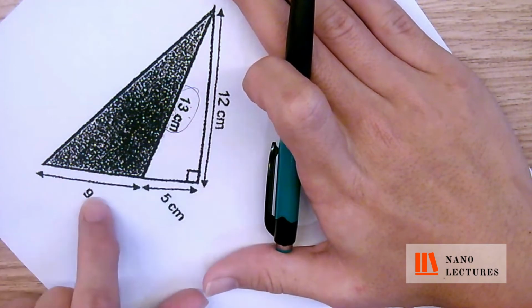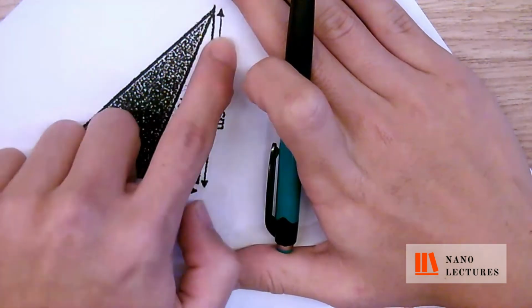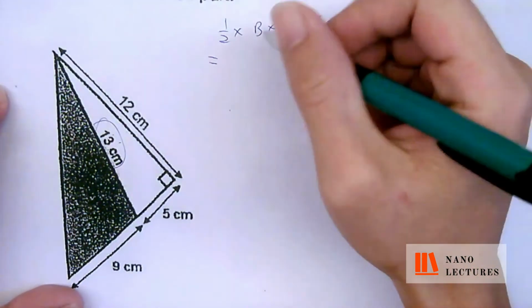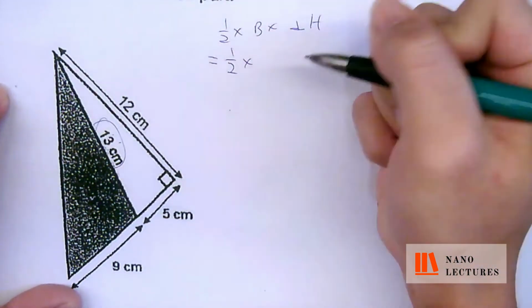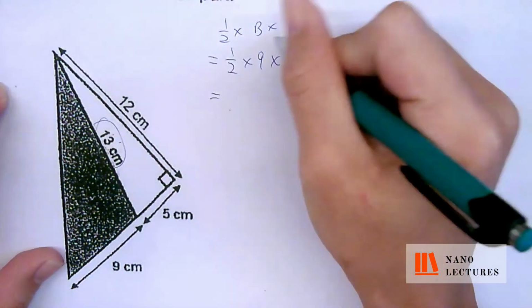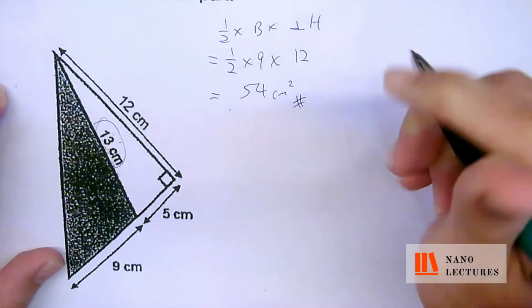Therefore, it will be half times your base, which is 9, times your perpendicular height over here. Okay, so let's go ahead and do it. It's half multiplied by your base, which is 9, multiplied by your perpendicular height, which is 12. If you put that into a calculator, you're going to get 54 cm squared. And that's how you get the answer.